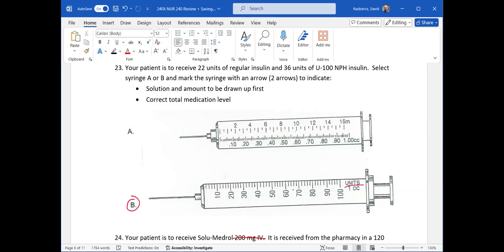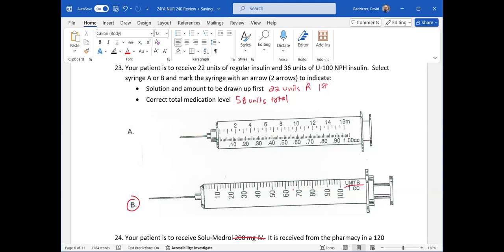I always tell students that you always want to at least write in the information here so that there's no question that you know what you're doing. So the solution, the amount to be drawn up first, 22 units regular first. And then the total is just adding the two numbers up. So 58 units total. Just make sure you indicate that you know, and that they know that you know, what you're trying to mark on here.